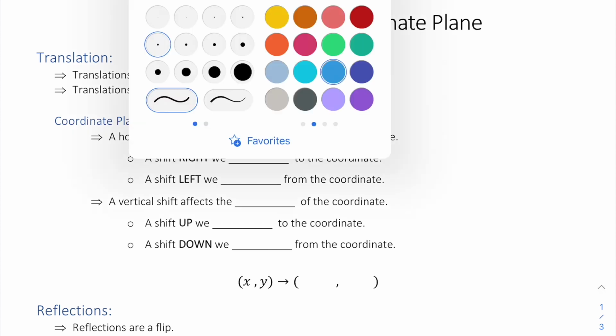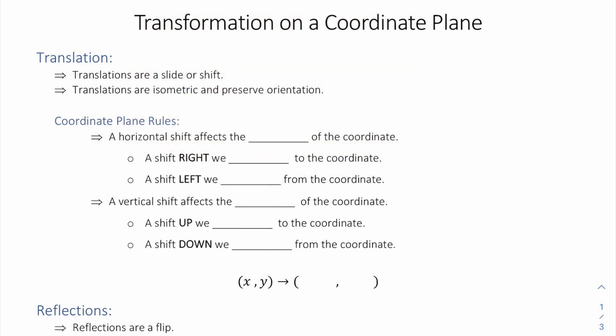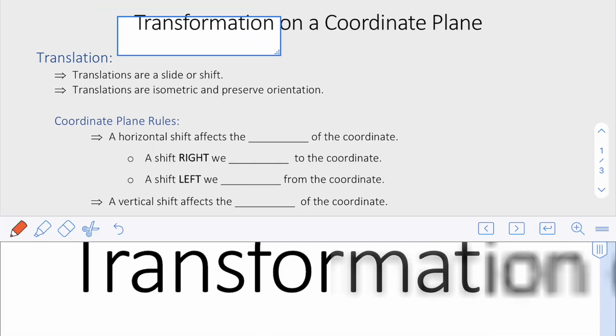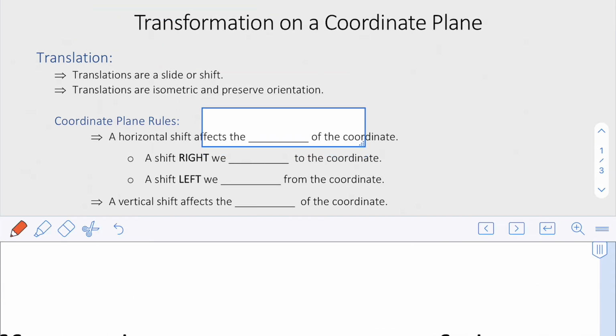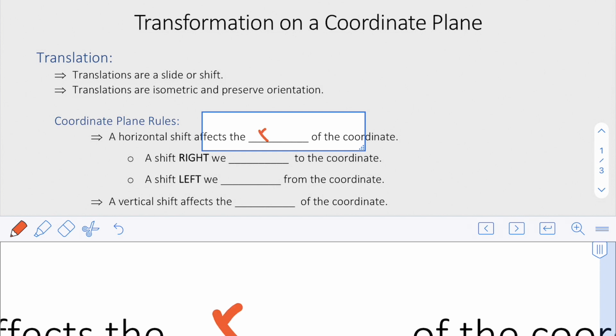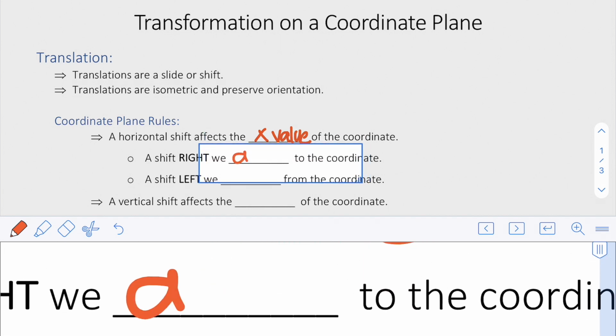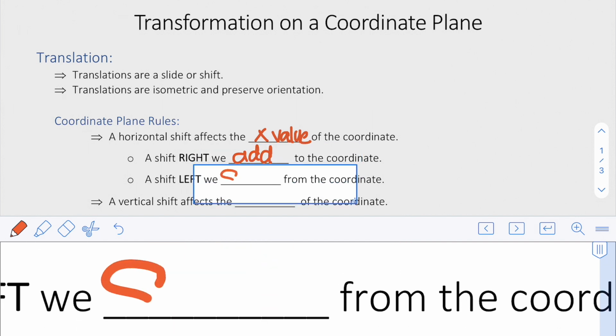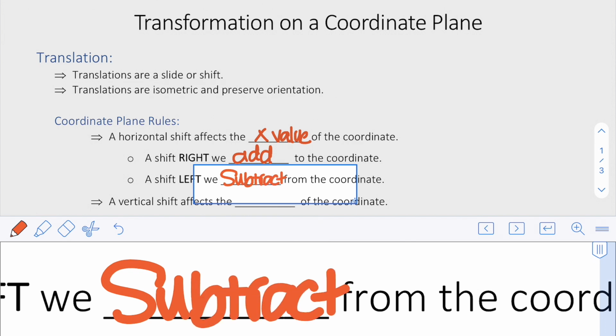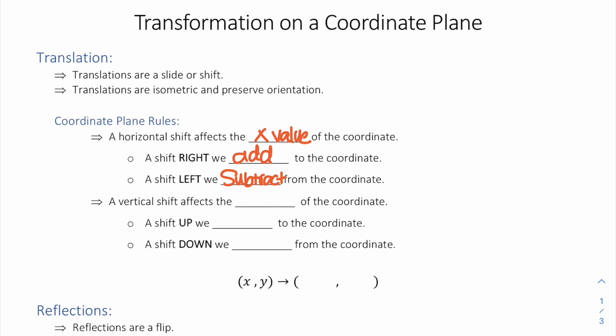So with a horizontal shift, and I'm going to go ahead and apologize, I don't have my stylus, so I'm writing this with my finger. The horizontal shift affects the x value of our coordinate. Horizontal, left and right, is going to be our x value. When we shift right, we add to our coordinate. When we shift left, we subtract from our coordinate. So horizontal, x value, right we add, left we subtract.